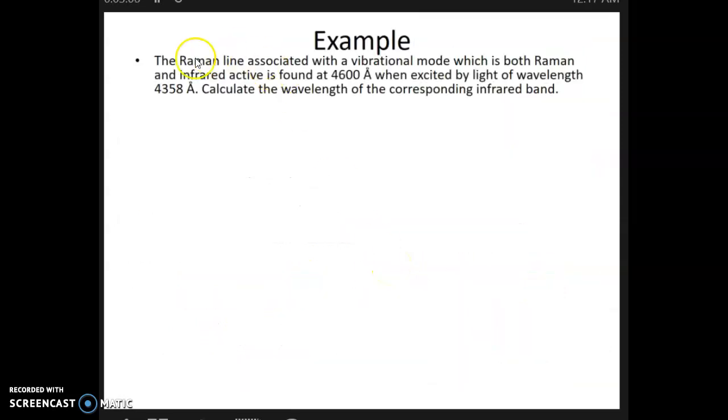So let's consider an example. The Raman line associated with a vibrational mode, which is both Raman and IR active, is found at 4600 angstroms when excited by light of wavelength 4358 angstroms. Calculate the corresponding wavelength in the IR. So first we look at the wave number of the exciting light, which is given as 4358 angstroms, and convert it to wave numbers. So our equation is in frequency, not wavelength.